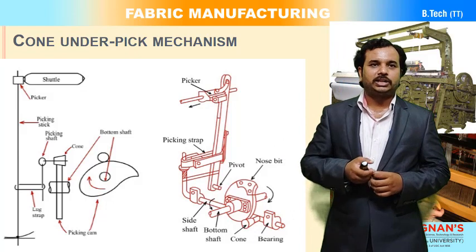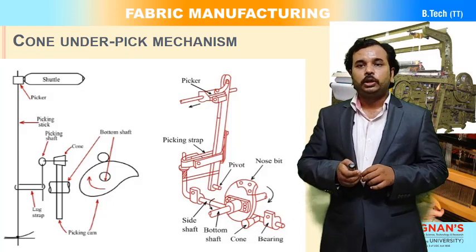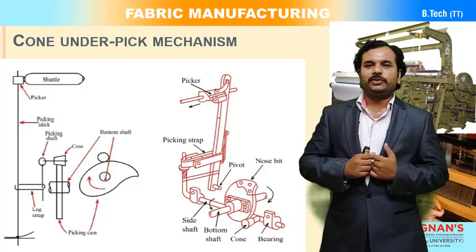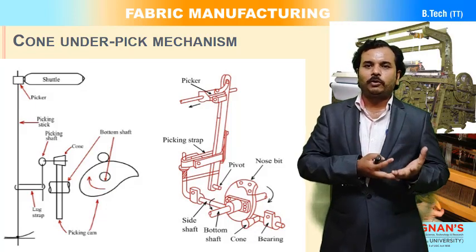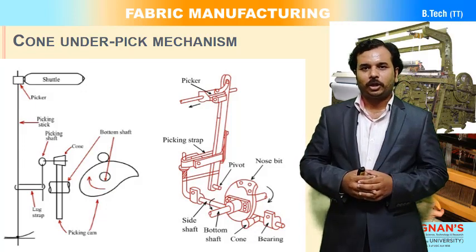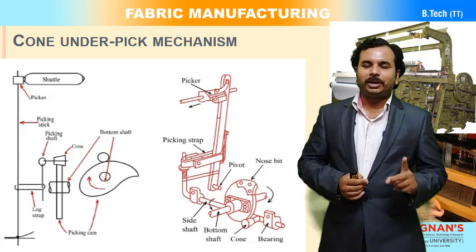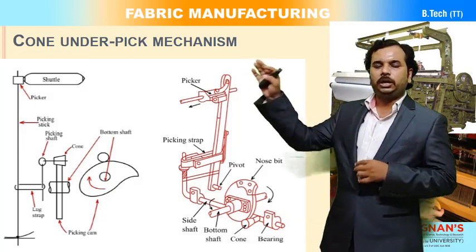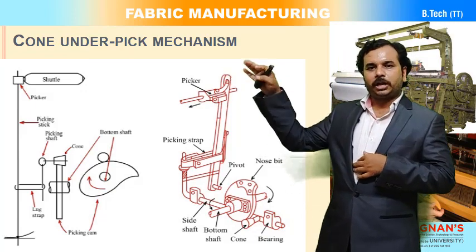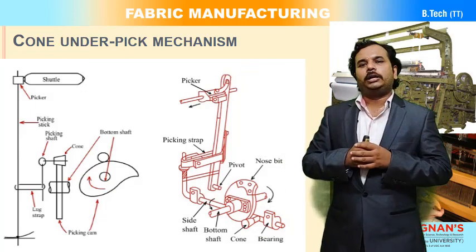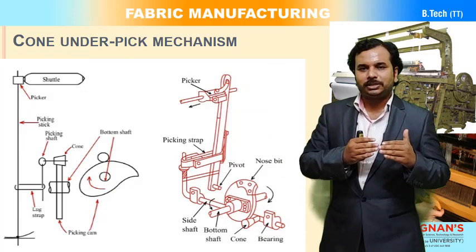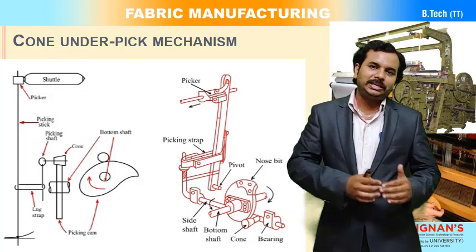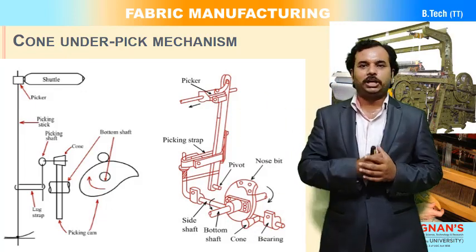So the shuttle will transfer from one side to the other side of the loom. How is the shuttle transferring? By which means is it transferring? That is the case with the cone overpick and cone underpick mechanisms. You can remember that in the cone overpick mechanism, the picking stick will be available at the top of the vertical shaft, on the top side of the machine, and in the cone underpick mechanism, the picking stick is fixed at the bottom side of the shuttle box.